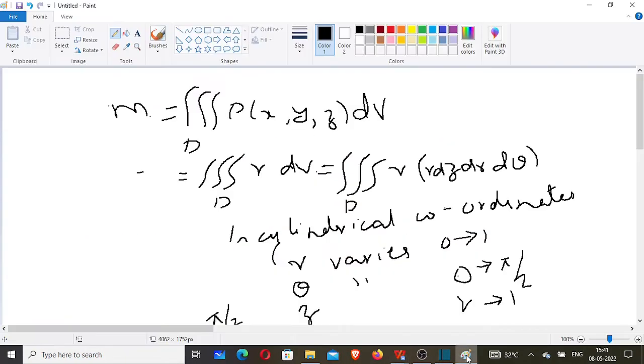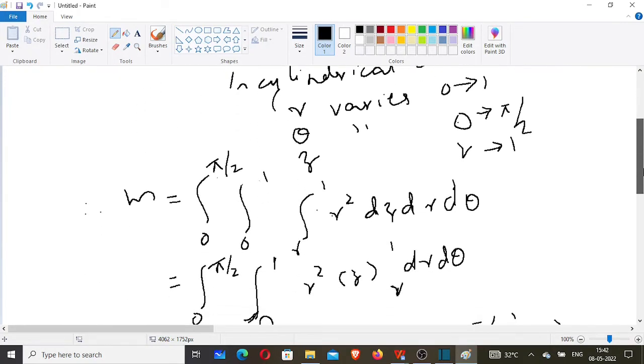So m is equal to the triple integral of rho of x, y, z dV, and when we convert that, rho equal to r. When we convert from rectangular coordinates to cylindrical coordinates, we have a multiple of r in that. Triple integral of r into r dz dr d theta. So in cylindrical coordinates, the range of r varies from 0 to 1, theta varies from 0 to pi by 2, and z varies from r to 1.